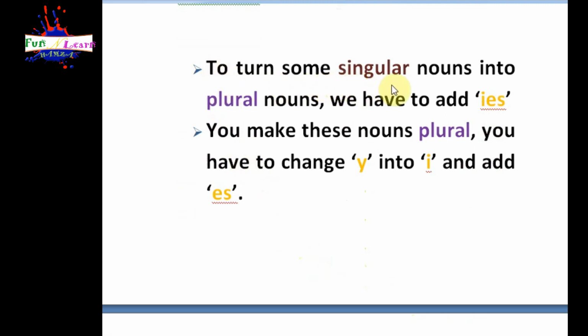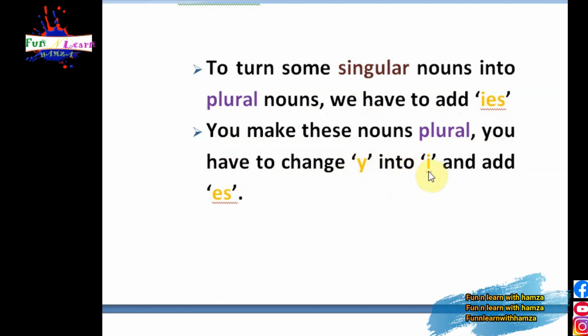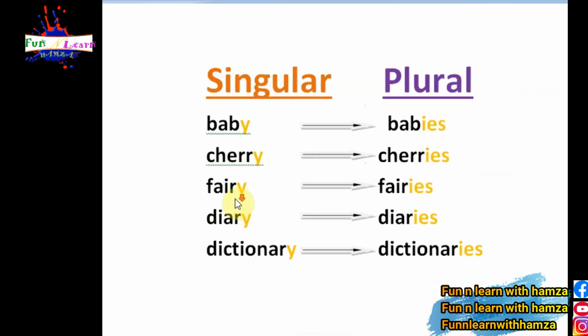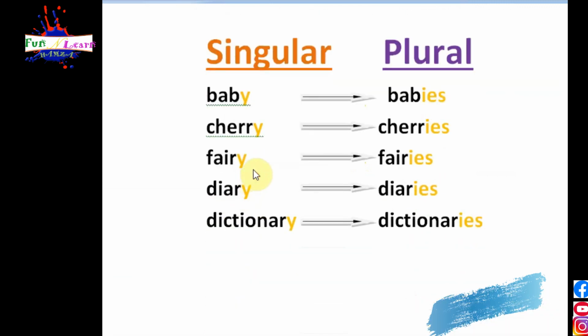To turn some singular nouns, not all, but some singular nouns into plural nouns, we have to add IES at the end. For this, you make these nouns plural. You have to change Y into I. That means remove the Y at the end and turn it into an I. Instead of the Y, you will write I and add ES to make those singular nouns plural. Let's look at a few examples.